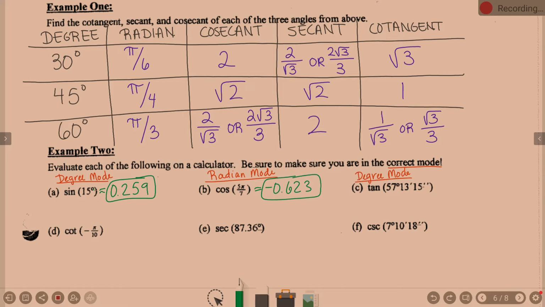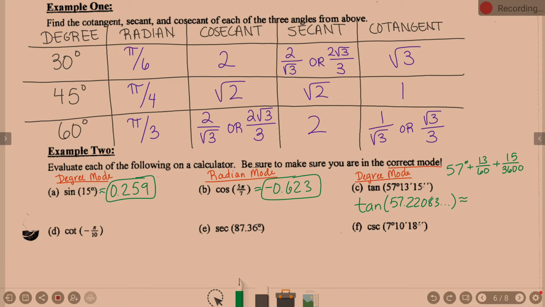And so the idea here is you're going to do 57 degrees. Do you remember doing 13 over 60? And then 15 over 3,600? You need to do that changing there. And then from there, you can do tangent of 57.22083, so on and so forth. And that will give you the answer there.